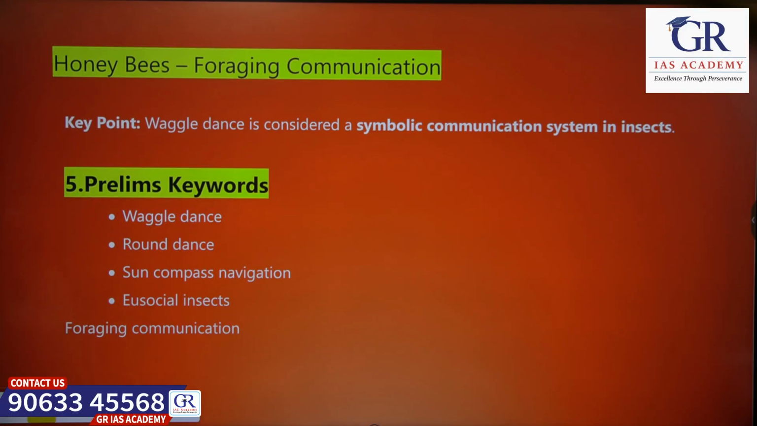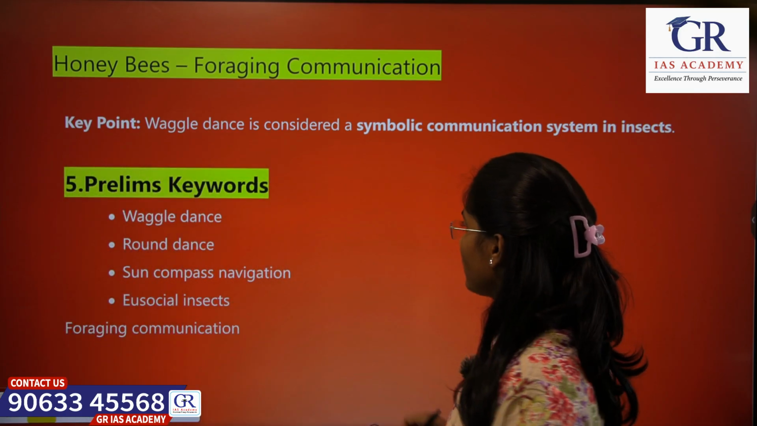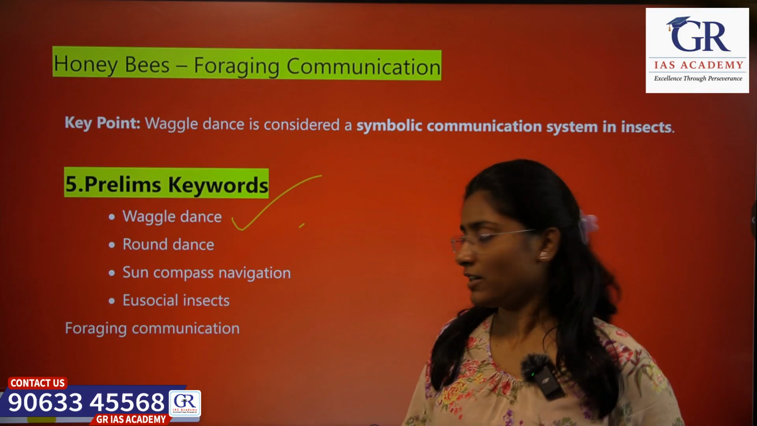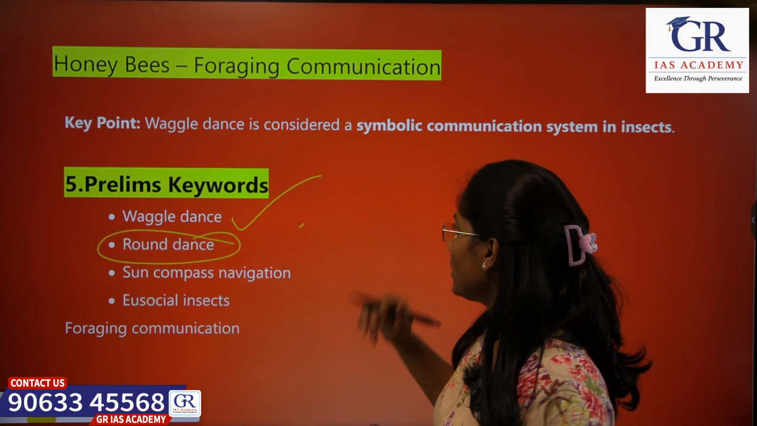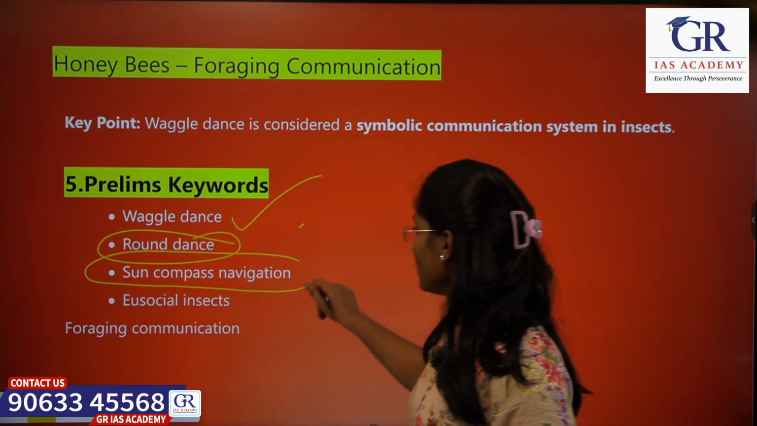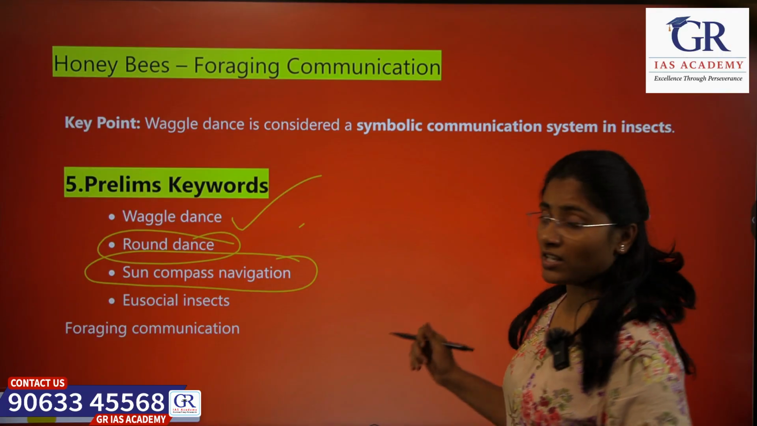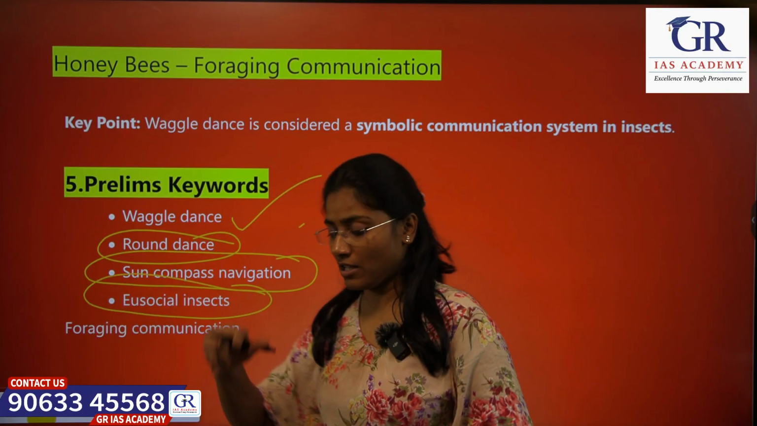So what are the important keywords for us to remember for the exam? The first one is waggle dance and round dance. Round dance is performed when the food sources are very near to the bees. And then it is also giving us the direction with respect to the sun, and eusocial insects.